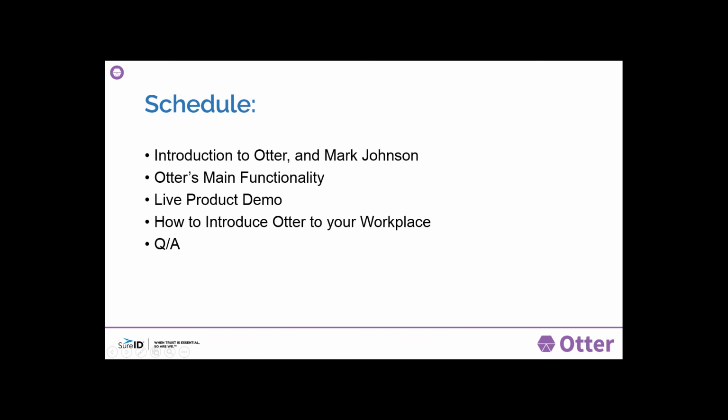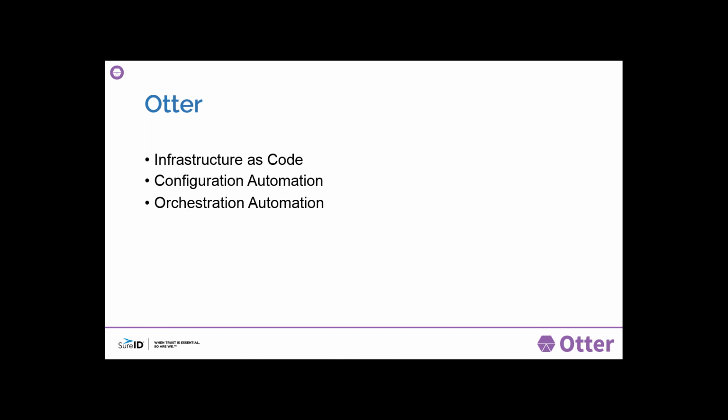Today, we'll be discussing both the basic functionality of Otter, as well as reviewing ideas on how to introduce Otter to your workplace. Otter is an infrastructure automation tool designed for Windows that utilizes infrastructure as code to define and manage server configurations. Otter focuses on two main areas of functionality. Configuration automation. Otter allows users to model the configuration of servers, roles, and environments, monitor for drift, schedule changes, and ensure consistency across servers. The other main area of Otter functionality is orchestration automation. Otter can spin up cloud servers, build containers, deploy packages, patch servers, or any other multi-server service automation.